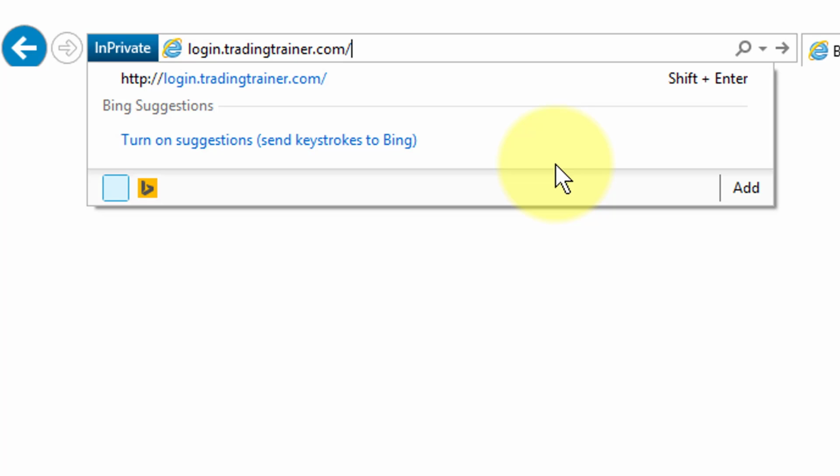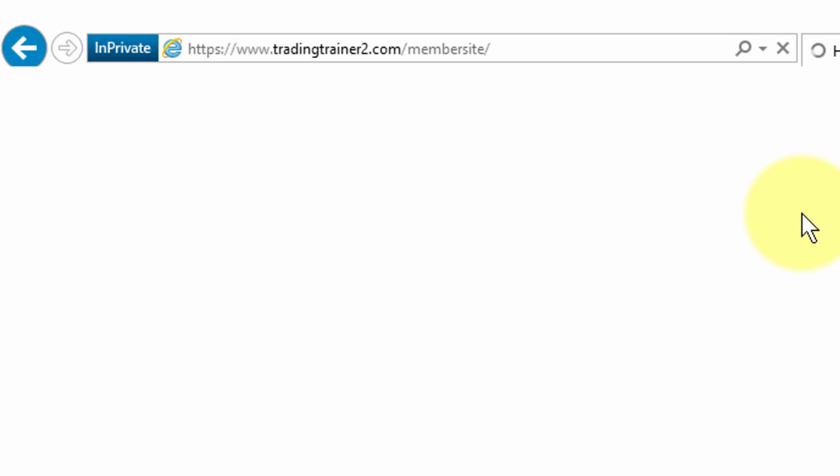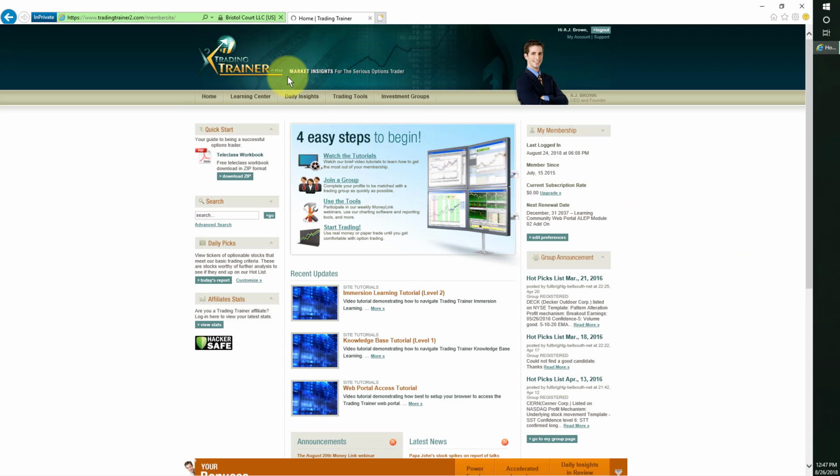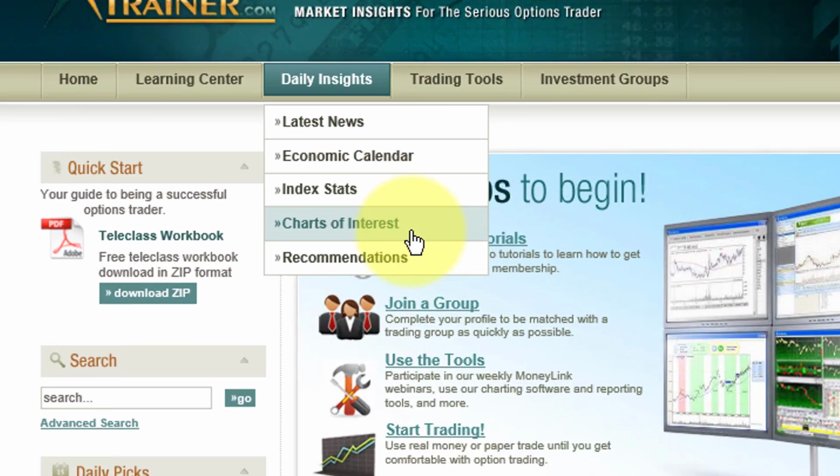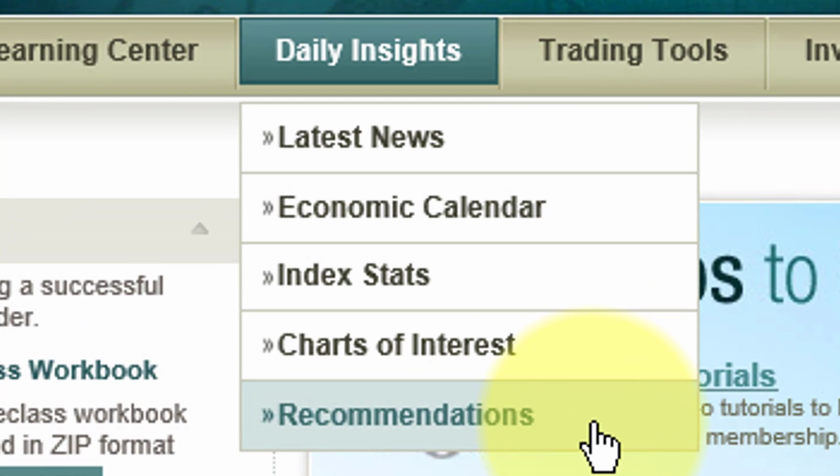But before looking at any charts, we're actually going to log into the Trading Trainer Learning Community web portal by going to login.tradingtrainer.com. And of course, once we've logged into your Learning Community web portal, I'm going to direct you right to today's Daily Insights tab and further to the Recommendations subtab. Take a look at the recommendations we have for tomorrow, which is Monday, August 27th's trading session. Slight changes in these recommendations could have major impact on your trading.